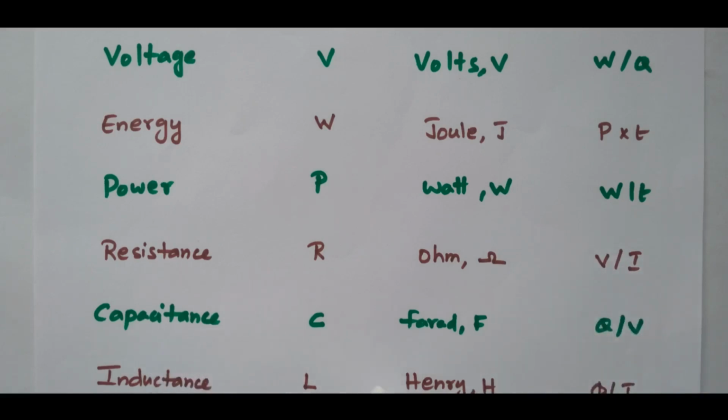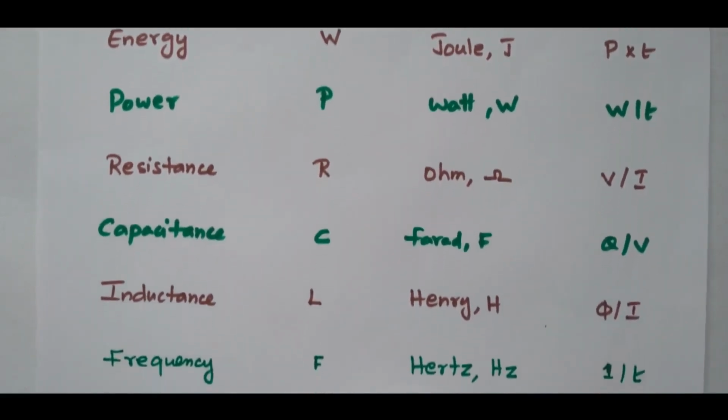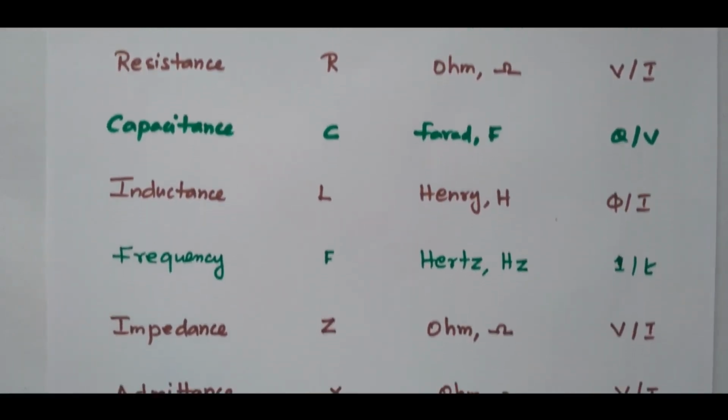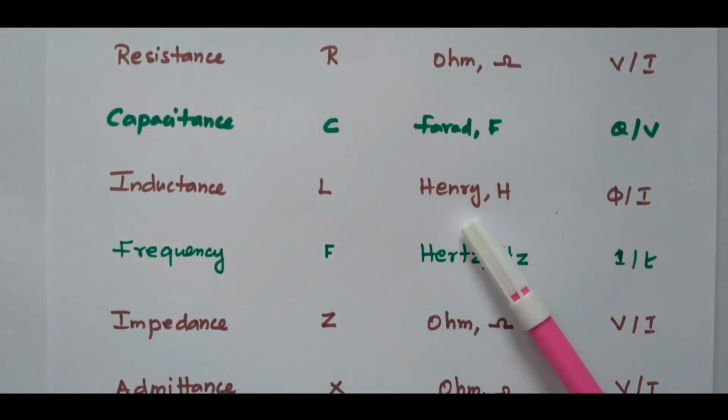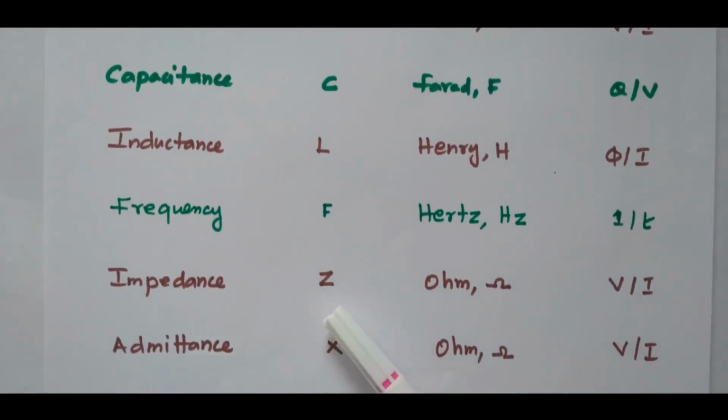The capacitance. The symbol is C. Farad, F. The formula is Q by V. Next, inductance L. The unit is Henry. Q by I. Then frequency. The symbol is F. Unit is hertz. 1 by T. Then impedance Z. The symbol is Z. Ohm. V by I. Then admittance. Symbol is X. Ohm. V by I.